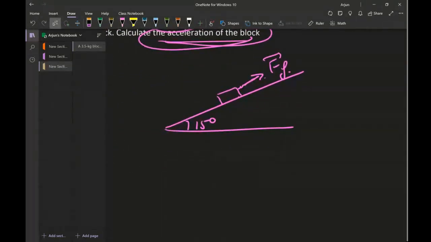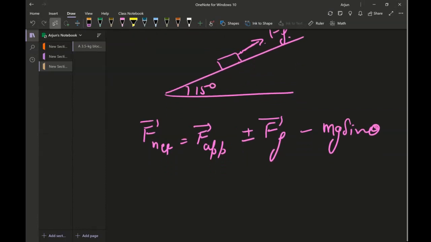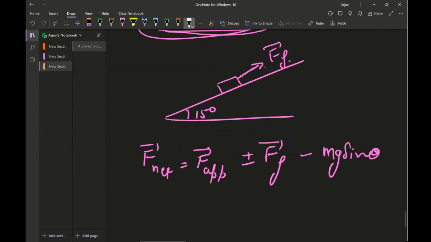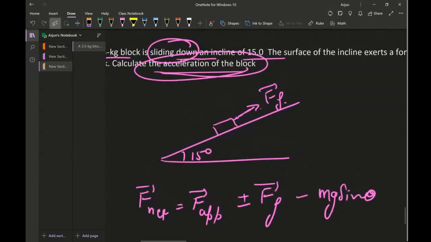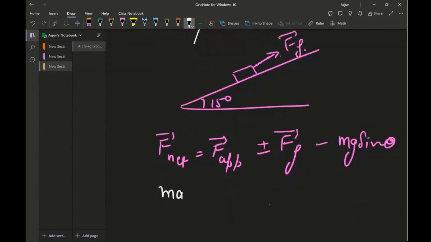So the equation I'm going to write is F net is equal to force applied plus or minus force of friction minus mg sine theta. This is the standard equation which we've learned. We're going to first write that equation, and then we will try to eliminate the terms which are not there. We want to calculate the acceleration, so net force will be equal to ma, that's for sure.